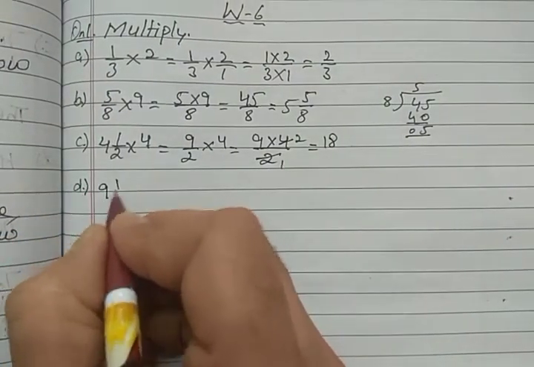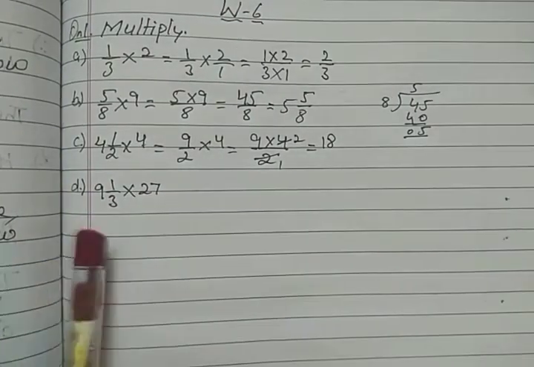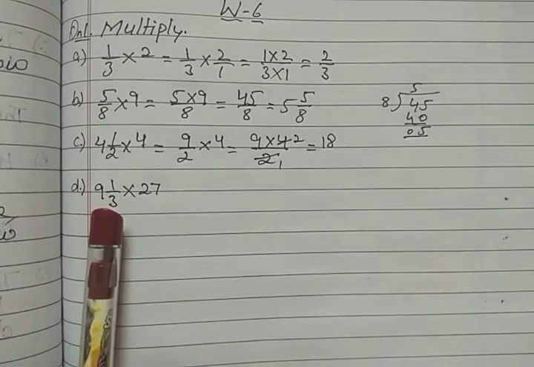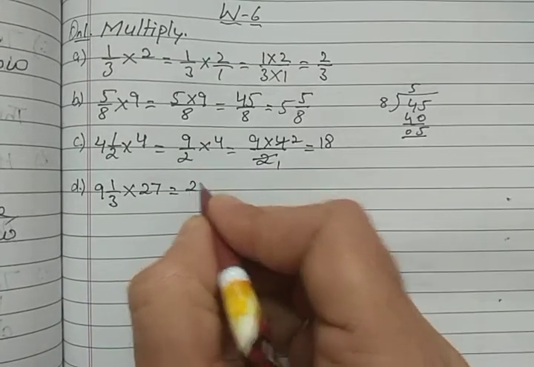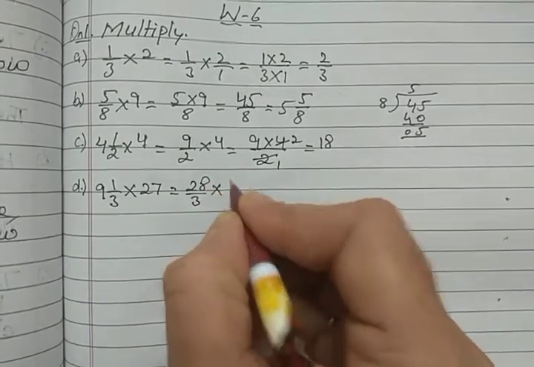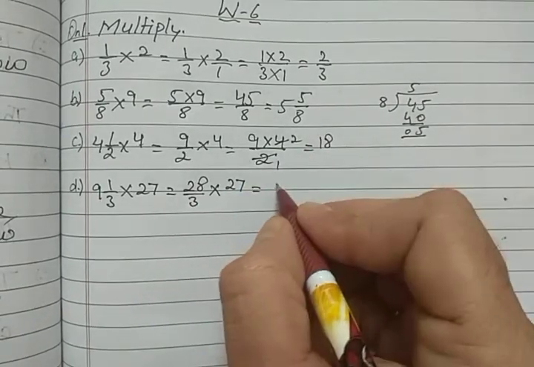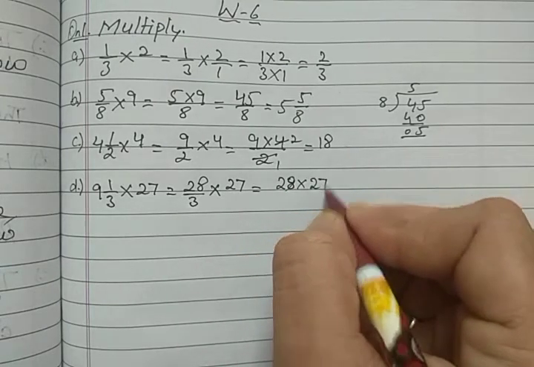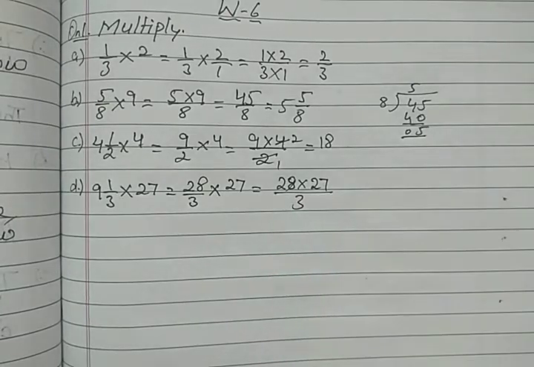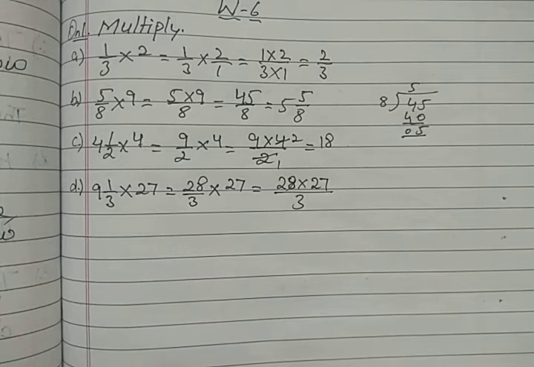Now D part, 9 and 1 upon 3 multiplied by 27. Now again, first of all, we have to convert this mixed number into an improper fraction. So to convert it, 9 3s are 27 plus 1, 28 upon 3 multiplied by 27. Now multiply numerator with numerator and denominator with denominator. So 28 multiplied by 27 upon 3. Now again check, if any numerator and denominator come in the table of the same number, you can cut it.